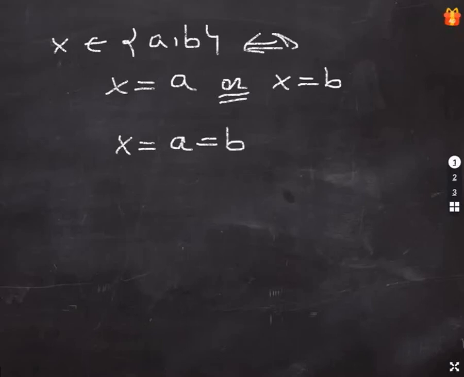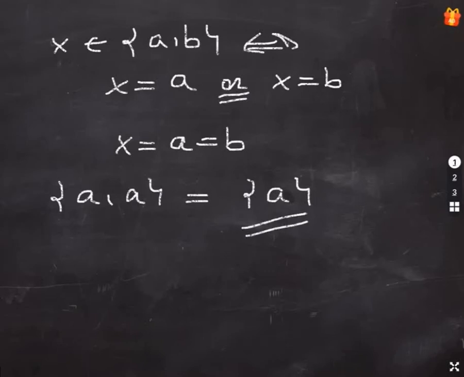And in that case, what would happen? Well, we would have a set containing A and A. But because we don't care about repetition, this pair set turns out to be the singleton set of A, right? Now, we have derived the existence of the singleton set A from the pair set A and B.